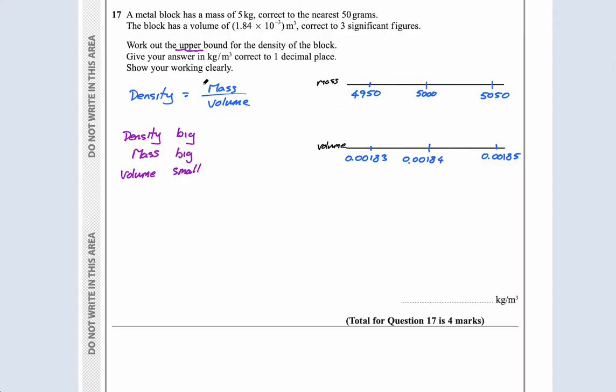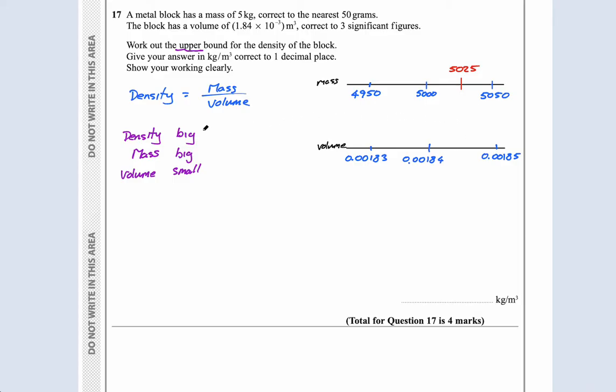Okay, now I want to make mass big. So the upper bound is halfway between these two. What's halfway between 5,000 and 5,050? Well, it's 5,025. You can add them and divide by 2 if you're not sure how I did that, guys, but it's just the middle of, well, between 0 and 50, the middle is 25.